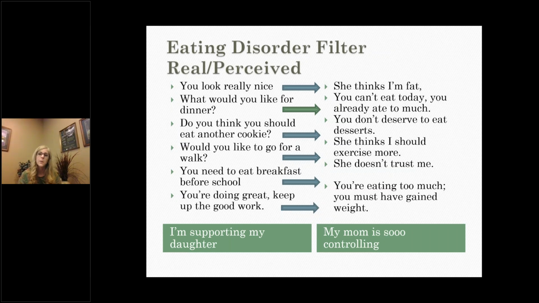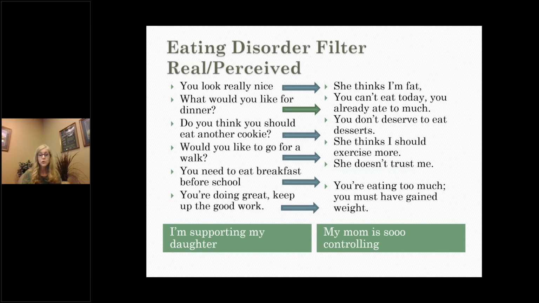Oh, you look really nice, but the eating disorder says she thinks I'm fat. Or, what would you like for dinner? And what she hears is, you can't eat today, you already ate too much. Do you think you should eat another cookie? And she hears, you don't deserve to eat desserts.